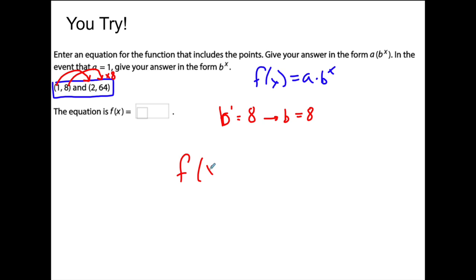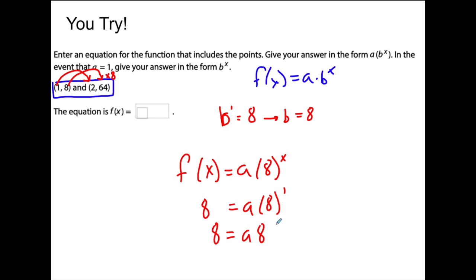So f of x equals a times 8 to the x. When x is equal to 1, y is equal to 8, and 8 to the 1 is 8. So a needs to be 1, so that 1 times 8 is 8. So in this case, we're just going to write f of x equals 8 to the x, because if a is 1, you just don't write the 1.